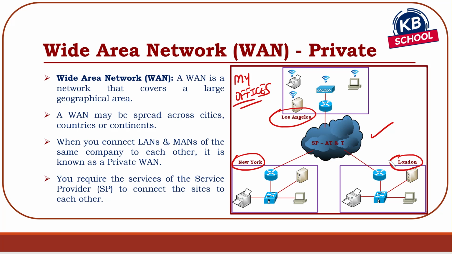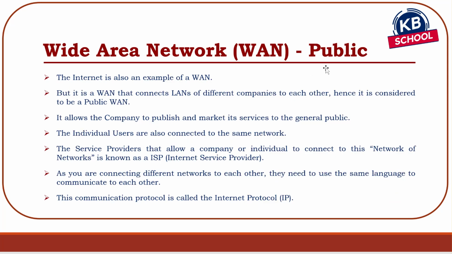The other type of WAN that you have is the most popular type of WAN that you have, which is called the internet. Also known as a public WAN. What do I mean by a public WAN? In this type of WAN, I don't have the connection between my site to my site. All the different companies that want to do business with each other, or they want the general public to do business with them, publish a certain part of their LAN to the internet.